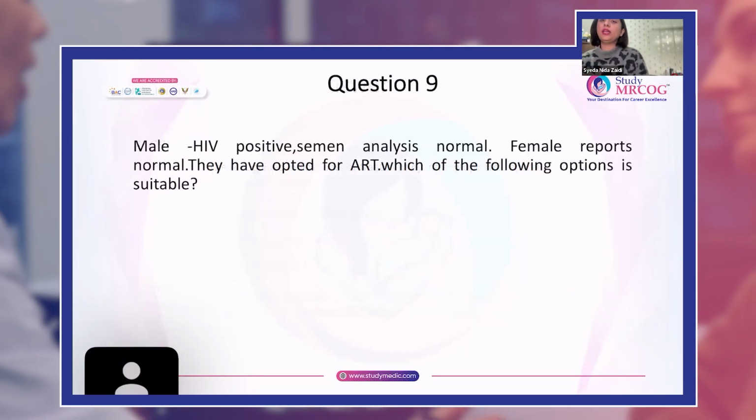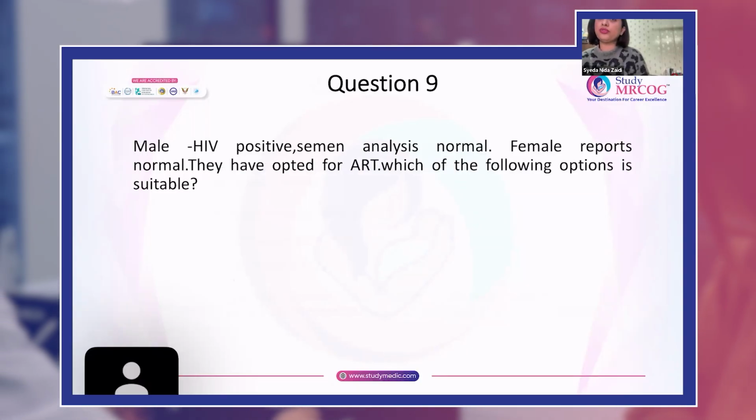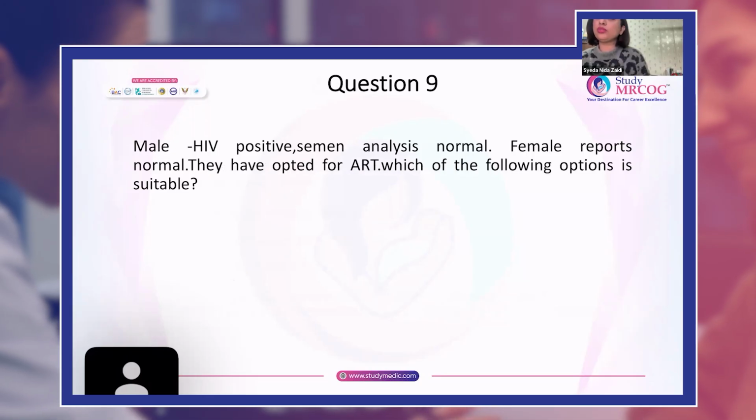All right. Male is HIV positive, semen analysis is normal, female reports show normal, they have opted for ART. And which of the following options is suitable?